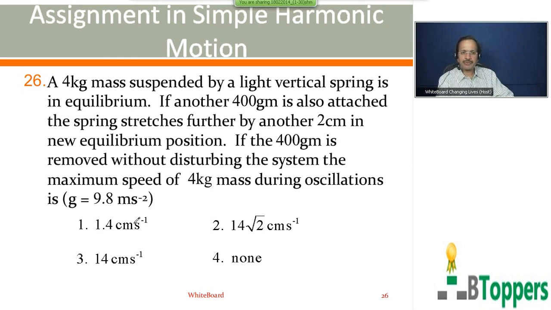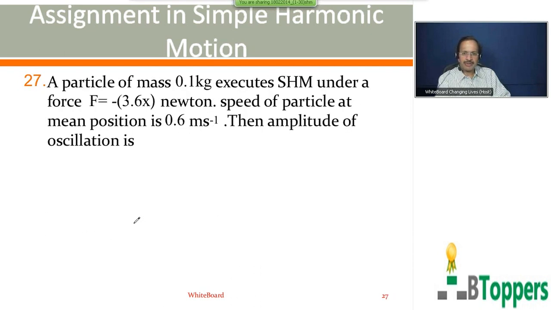So I am going to show you the next question on screen. Look at the question number 27. A particle of mass 0.1 kg executes simple harmonic motion under a force F equal to minus 3.6 x Newton. Speed of the particle at mean position is 0.6 meter per second. Then the amplitude of oscillation is... I have shown 4 options on screen. Come on, take a pause and try this question.